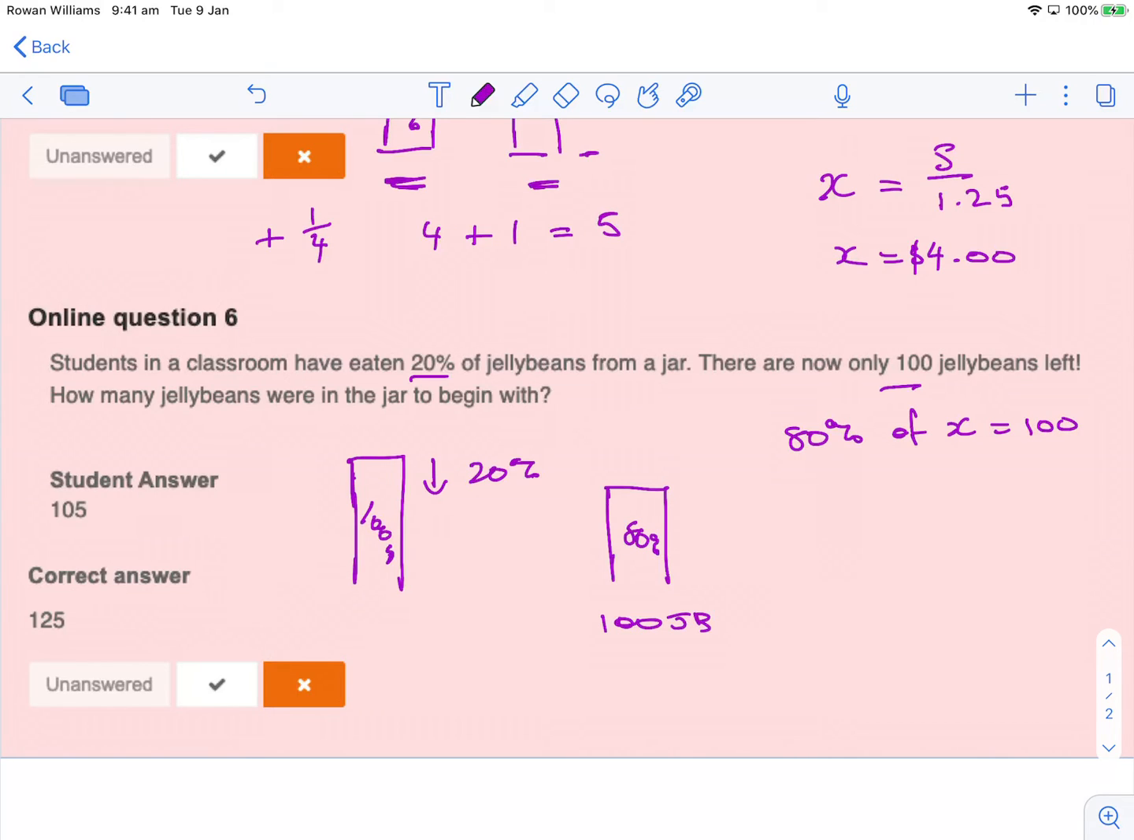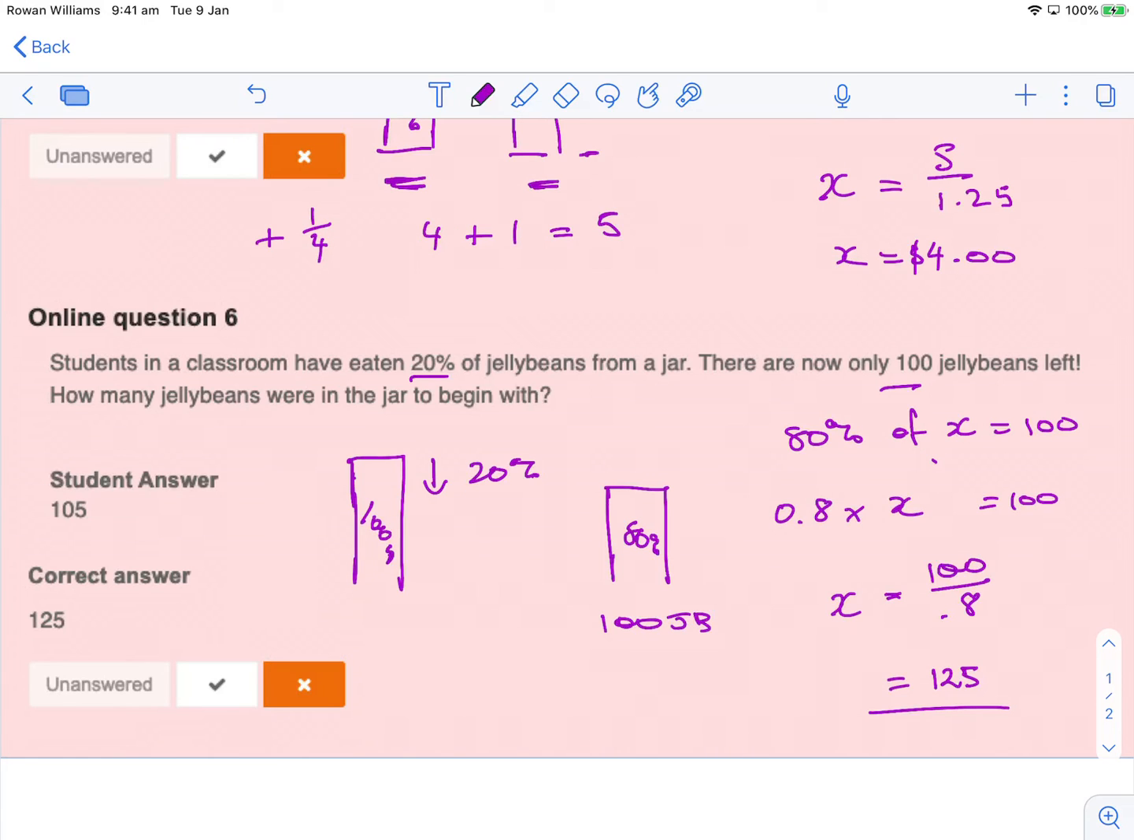And I'm going to then convert this to a decimal, so 0.8 times by x equals 100. I'm just using my maths there. Instead of writing of and percentage, I'm going to turn it into a decimal. 0.8 times by x equals 100. Then, because I've got this 0.8 times x, I can write that as x equals 100 divided by 0.8. And 100 divided by 0.8 equals 125. Right?